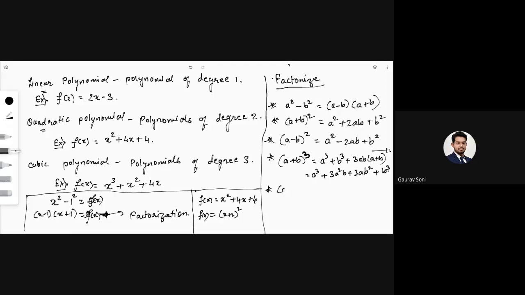If I make a minus b cube, so that will be a cube minus 3a square b plus 3ab square minus b cube. Look, this writing down in factorization can be done easily using a scientific calculator. I just want to ask you whether you have a scientific calculator with you. I mean, you may be using it on a regular basis, probably.